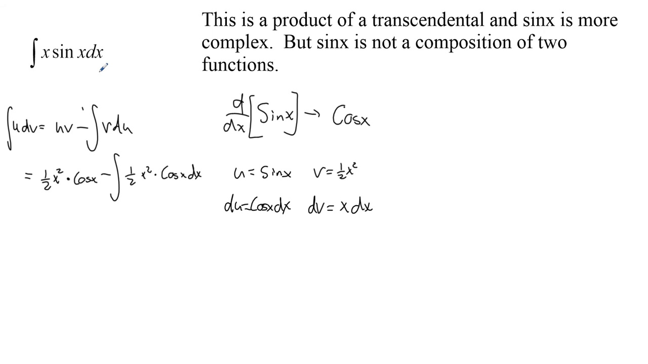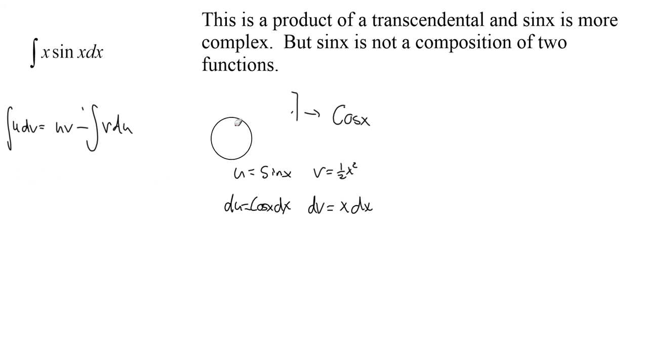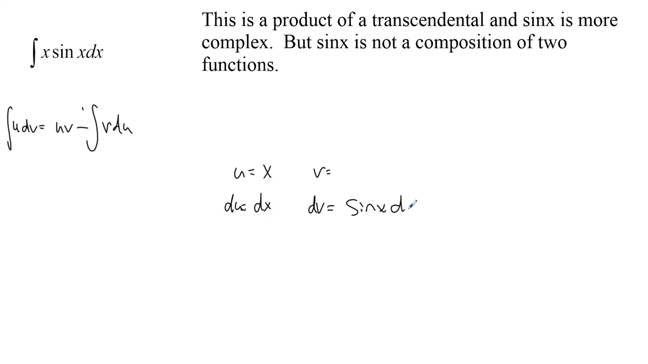So what do we do? Well, we make another attempt. We say, all right, that didn't work. Let's change it up. Let's say u is x, and then du would just be dx. That's simpler. I like that. And then if I make dv sine x dx, well, the integral of sine x we know is negative cosine x.